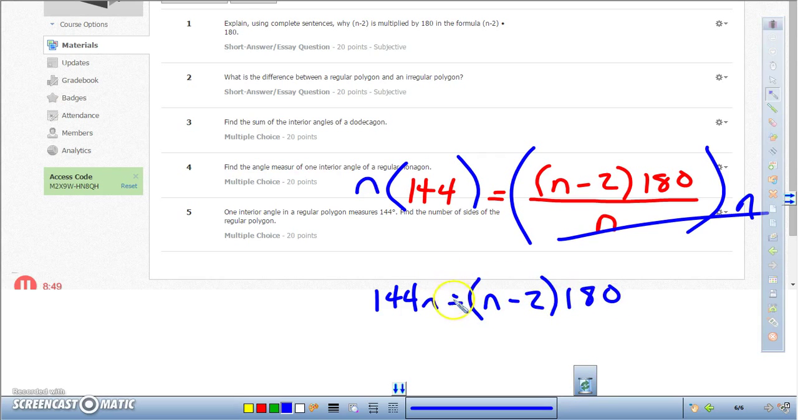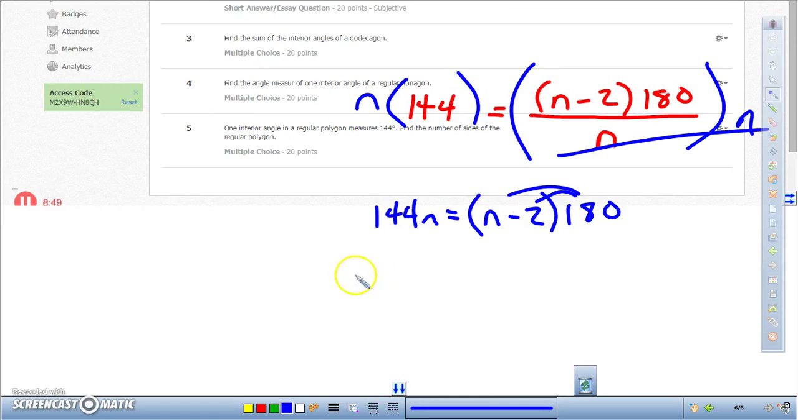Okay, and this is where you started in the book. The example that we worked in the book started right here. But I wanted to explain it to you in a different way and take a different approach, in case this way made a little more sense to you. From here, I'm going to distribute my 180 degrees. So I've got 144n is equal to 180n minus 360.